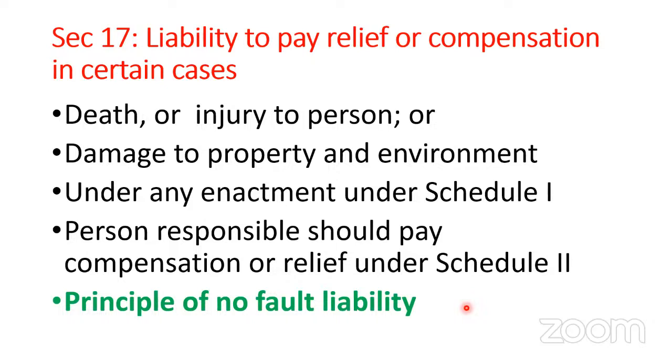So next we have section 17, which speaks about liability to pay relief or compensation in certain cases. So in the previous slide, we have seen compensation, relief and restitution. But if there's any death or injury or damage to the property or the environment, so what will happen? Then we can get the remedy under Schedule 2. So the tribunal will fix the compensation based on the principle called no fault liability.